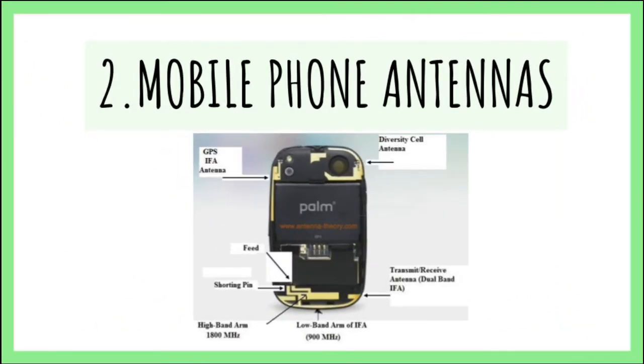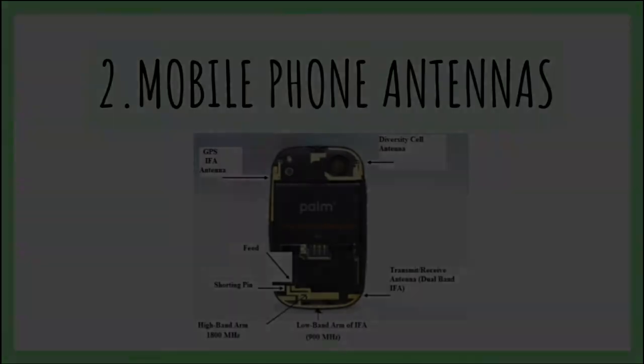Second, mobile phone antennas. There are multiple antennas on each phone which perform different functions. To name some: primary cellular antenna, GPS antenna, Wi-Fi antennas, NFC antenna, etc. Among them, the most important is the primary cellular antenna because it is used for transmission and reception of mobile calls. Hence, many specifications and requirements are to be met before finalizing the antenna for a particular application.